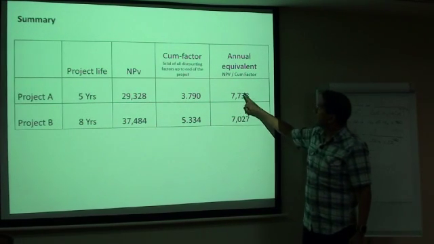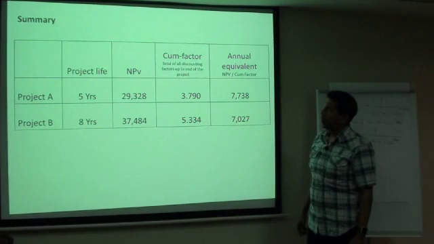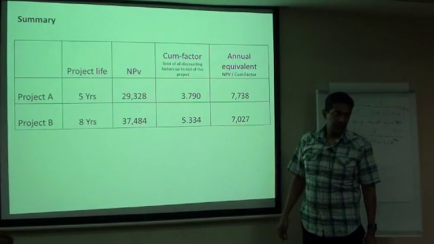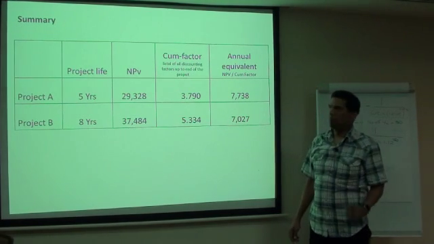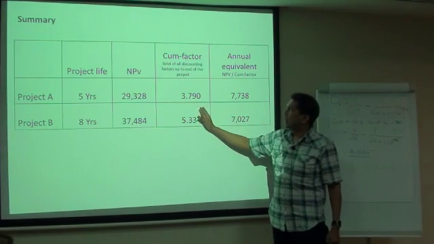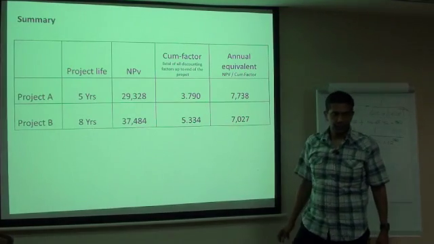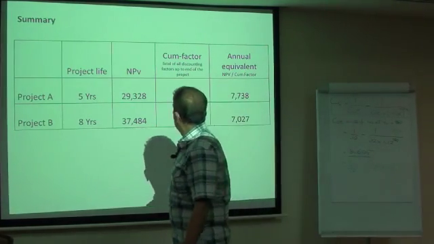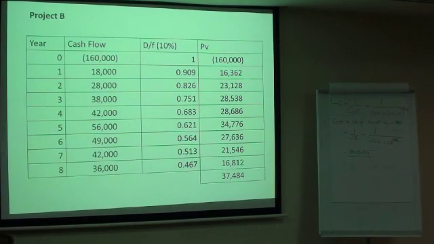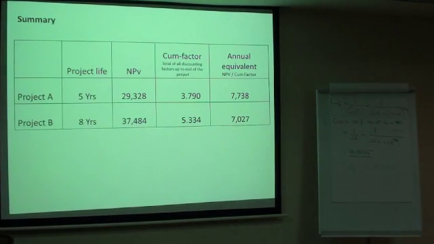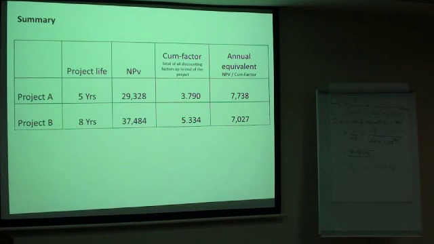And the higher annual equivalent we pick as the best project. So we can't simply divide it by 5 or 8 or a simple number. We have to divide it by the cumulative factor. So what's our cost of capital here? 10%. Yeah? So let's do a calculation to see whether our cumulative factors are correct.